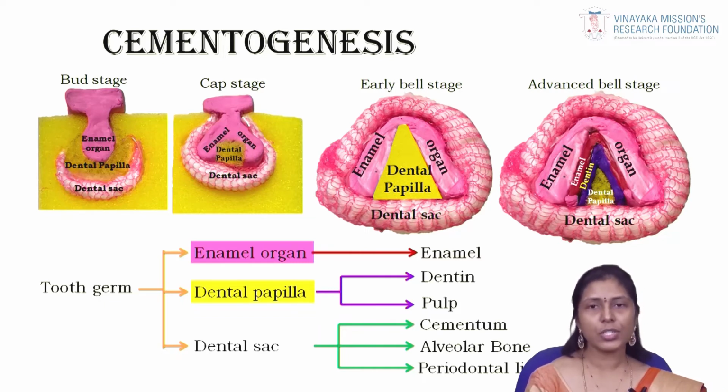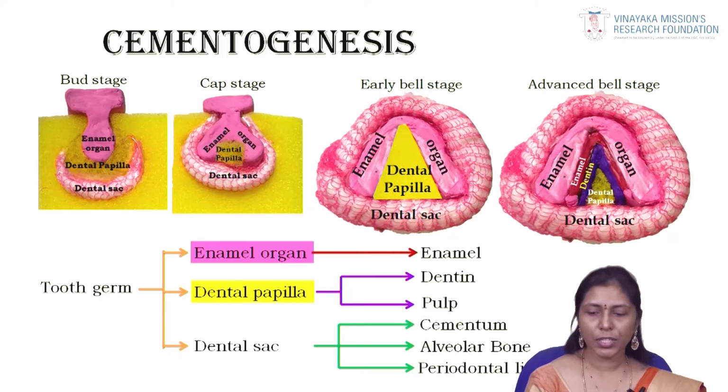So the structures that are formed from enamel organ, dental papilla and dental sac are listed out here. From enamel organ, enamel is formed. Dental papilla gives rise to dentin and pulp. Dental sac gives rise to cementum, alveolar bone and periodontal ligament.